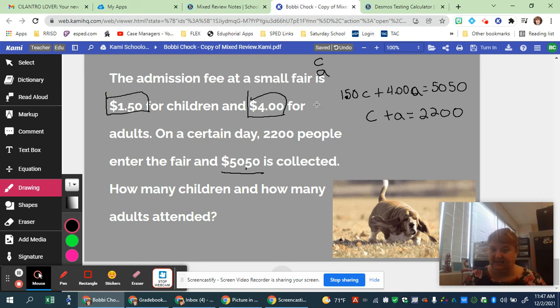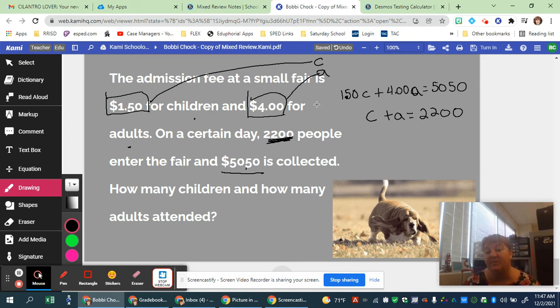Okay, this goes for children and this goes for adults. So I put those together. Okay, and then I put the money with the money. The amount of people is just adding how many children, how many adults. Now I have my two systems. Okay, how many children and how many adults attended.